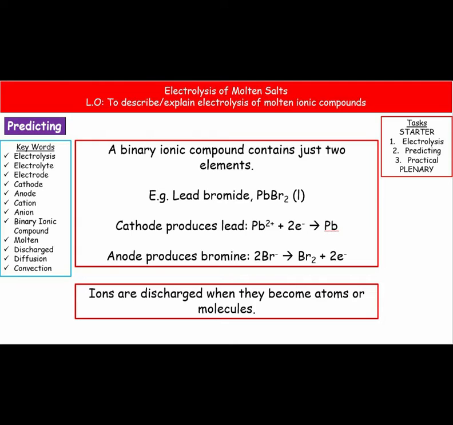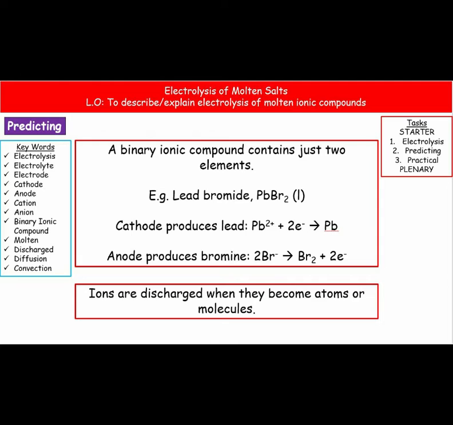So it's a compound that is obviously joined through an ionic bond, so it'll be a positive and a negative ion there, and there are just the 2 ions. So it's 2 elements. Now the example I've got here for you is lead bromide. So when we look at the formula there, you can see PbBr2. Now Pb is the formula for lead, Br is the one for bromine, so we've got our lead bromide there.